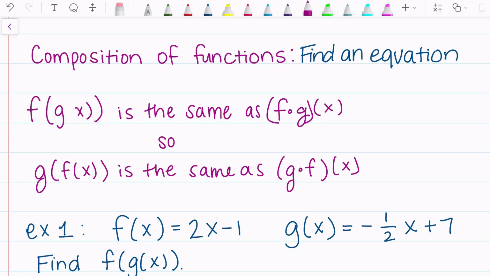So you need to know that f of g of x in these parentheses is the same thing as if you see it written like this, and also in reverse. Whatever is on the inside gets plugged in to the other function. So let's just hop right into an example.